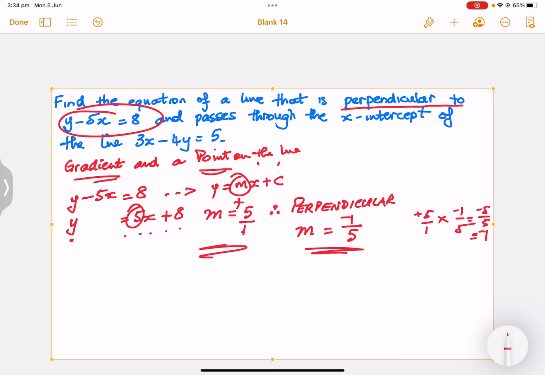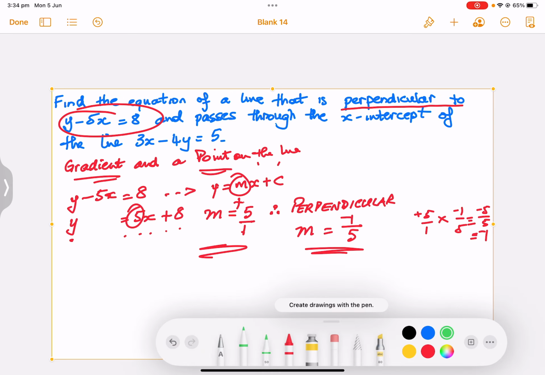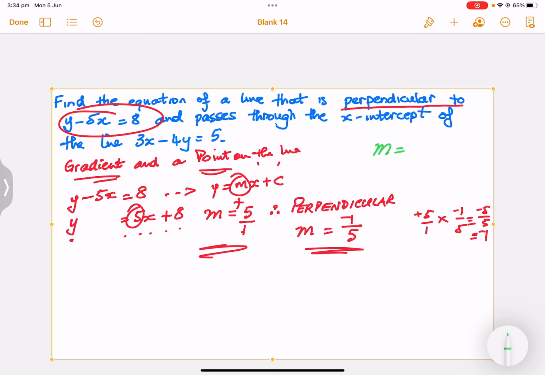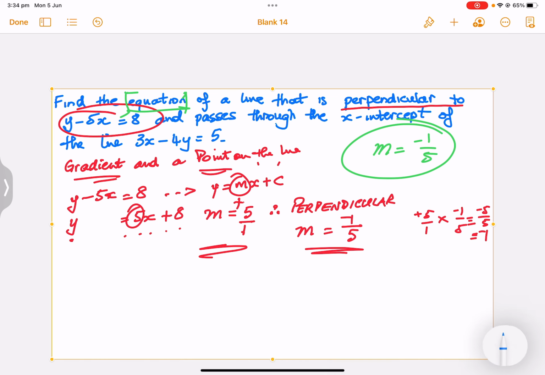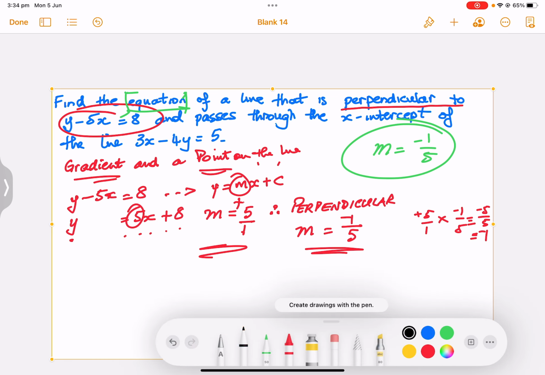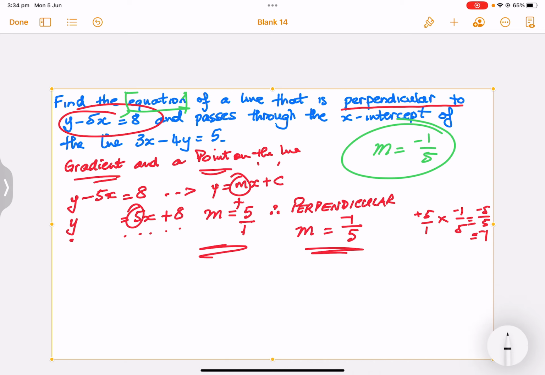So we know our gradient. Let's just put that down here. The gradient is going to be negative 1 over 5 of the line we want, of the equation that we want. Now we need a point on the line. Now it says that it passes through the x-intercept of this line here. Well, let's find that place where it crosses the x-axis on that line. So the x-intercept of this line here.